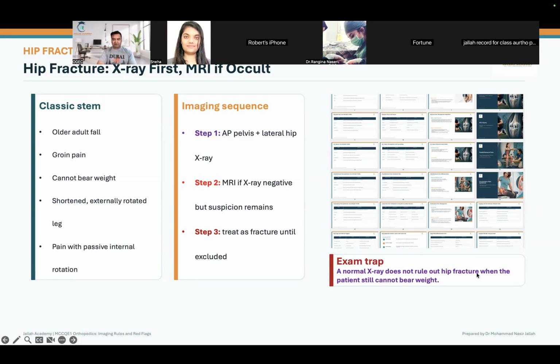does not rule out hip fracture when the patient still cannot bear weight. I have a patient with a history of a fall, and after that the patient cannot move his right leg, and it's externally rotated, and internal rotation is restricted. My patient has osteoporosis as well, just to make things even worse. So the patient meets the criteria for a hip fracture, but the X-ray doesn't help me. Does that rule out the hip fracture? No. The patient cannot even use that side, so I have to do the MRI.